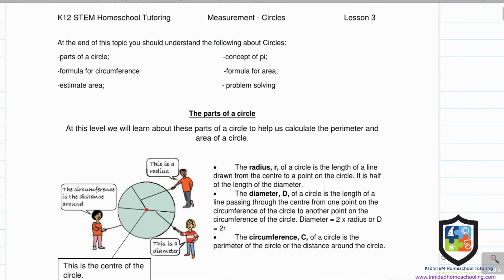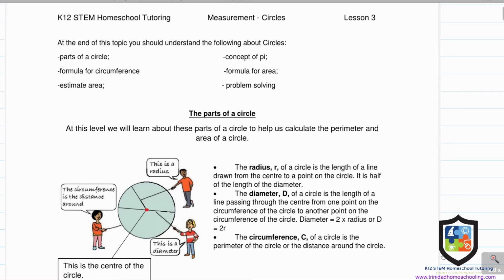Hi, and welcome to this lesson. By now we should have covered what perimeter is and the areas of some other shapes. So now we are going to talk about the perimeter and the area of circles.